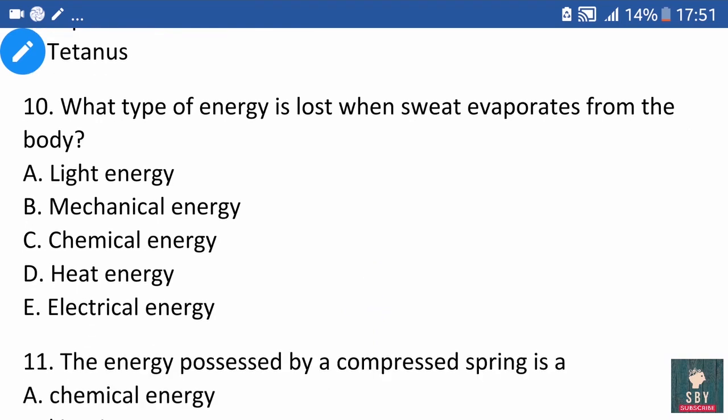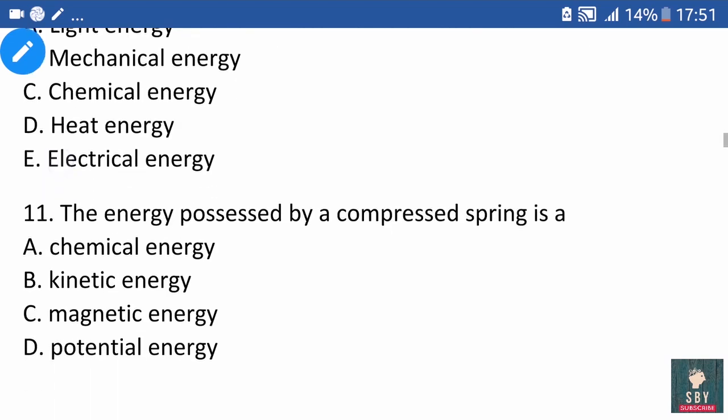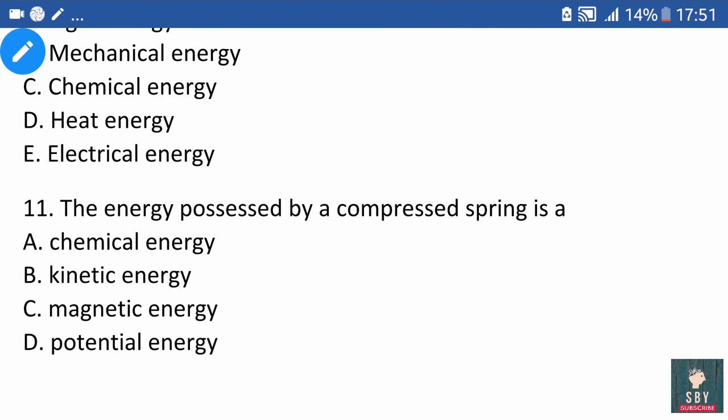What type of energy is lost when sweat evaporates from the body? So energy again. So you should know the energy transformations. The energy possessed by a compressed spring. Energy again. So know the energy transformations, types of energy.